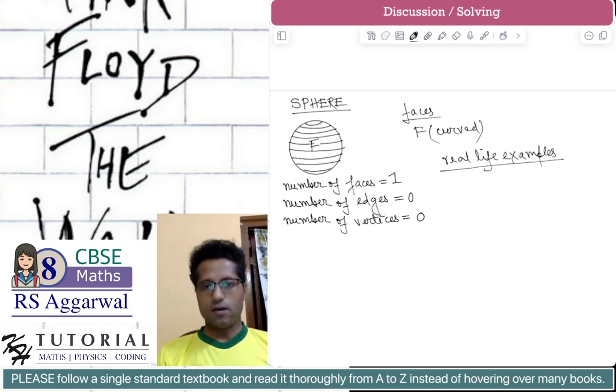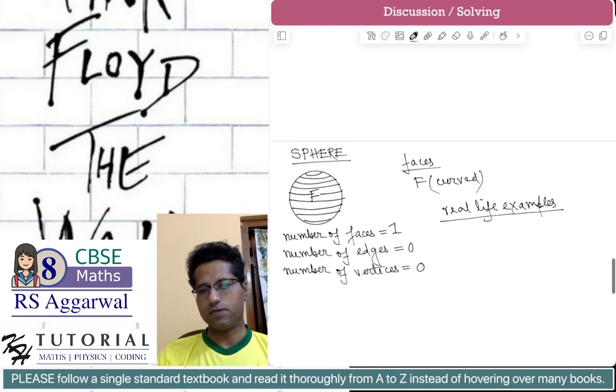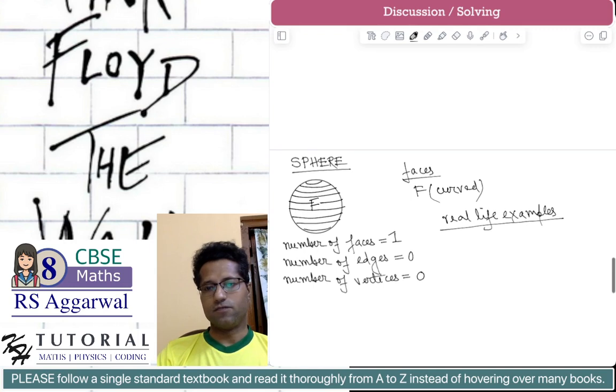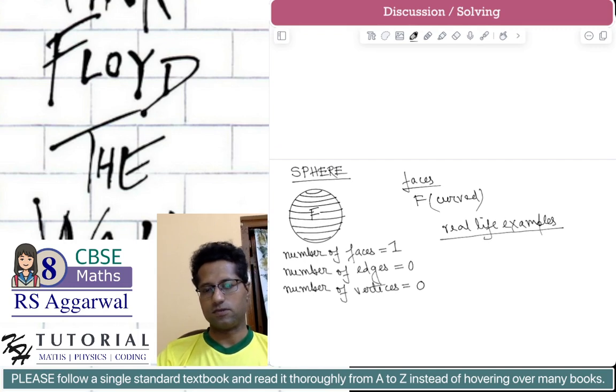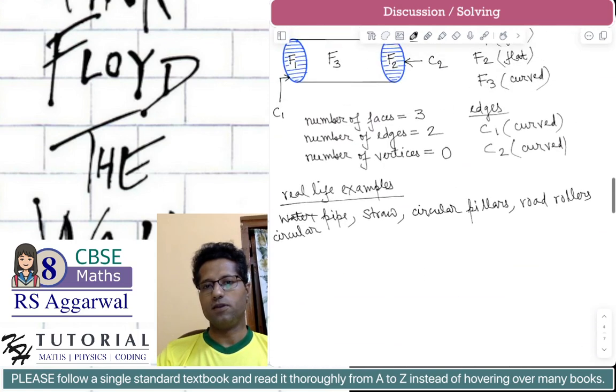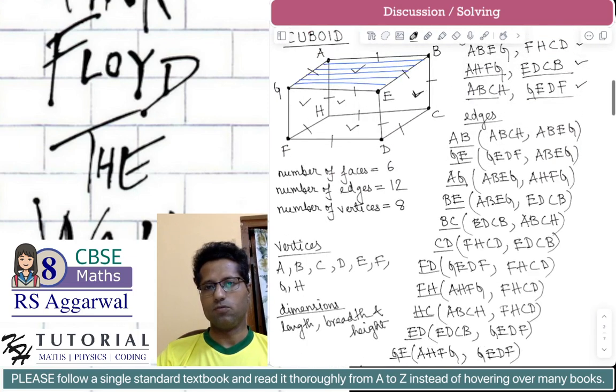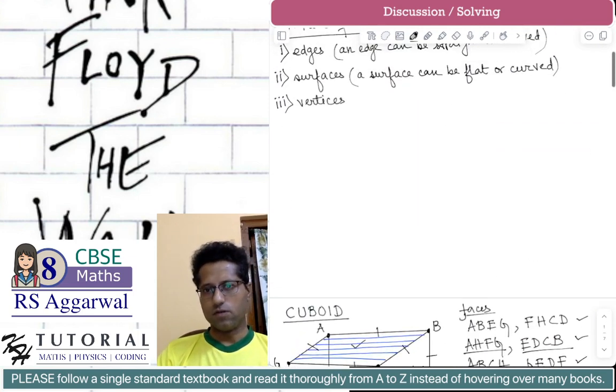I hope you understood all the standard 3D solid shapes and their faces, edges, and vertices. The thing that you must understand very clearly is the number of edges, faces, and vertices for these standard 3D shapes: sphere, cone, cylinder, cube, and cuboid. So that was all for this video.